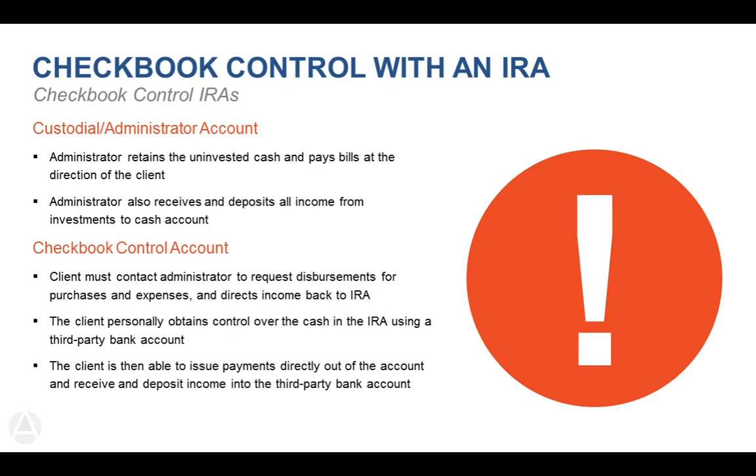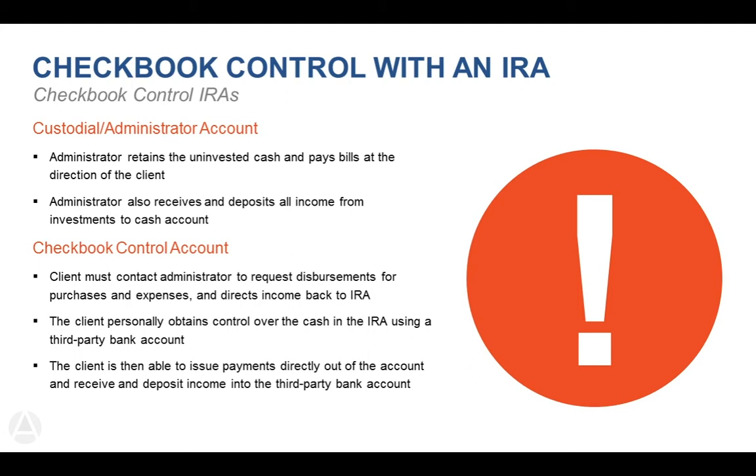Now, another way, I should have moved checkbook control account down one more. And the client must contact the administrator in a custodial capacity to issue any purchases or expenses. But things like that aren't very hard. You just need to fax us in or email us a request, and we get it paid same day if we get it before 12. So the turnarounds for these things aren't necessarily as long as a lot of people like to think.